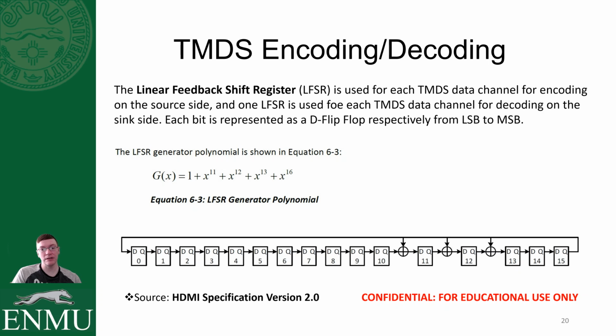And there you can see the generating polynomial for TMDS transmission in an HDMI system. And now this did come out of the HDMI specification version 2.0, so this is for educational use only. A little disclaimer I've got to throw up in there. You do have to be an adopter to even get the specification for HDMI.